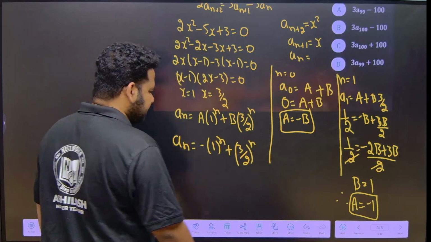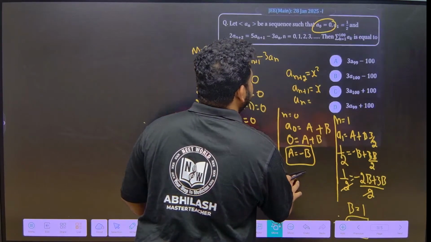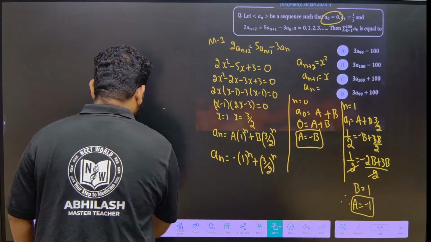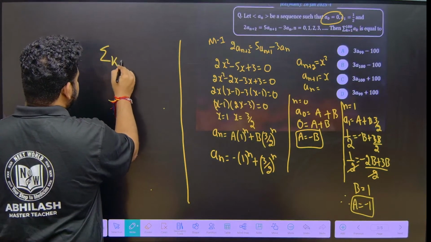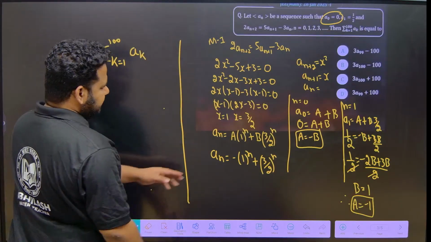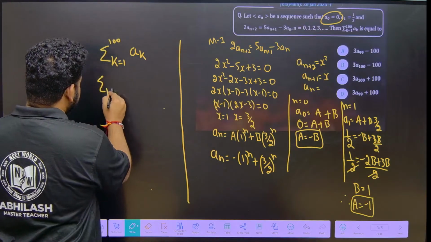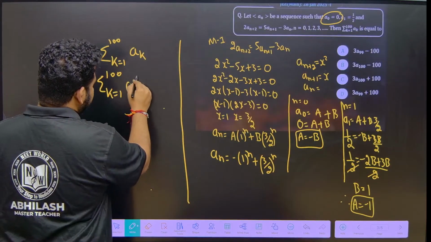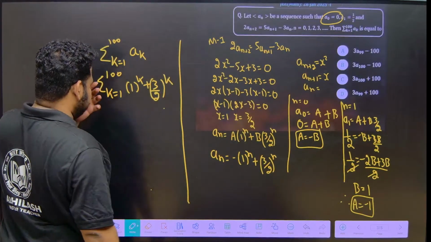Now, they are asking us to find the summation of k running from 1 to 100 of a of k. A of k is nothing but a n itself; wherever n is there I have to put k. So that becomes the summation of k running from 1 to 100 of minus 1 to the power of k plus 3 by 2 to the power of k. This is what I have.